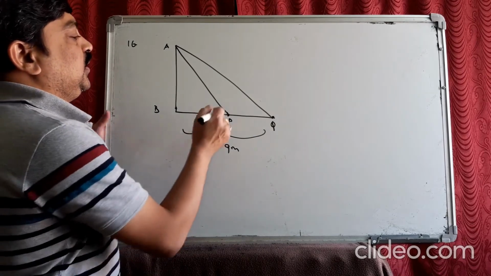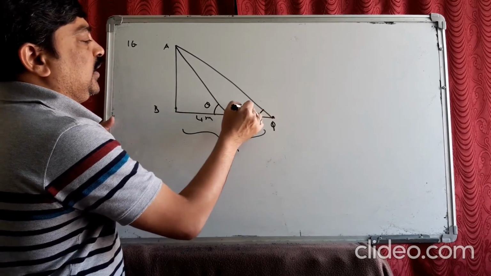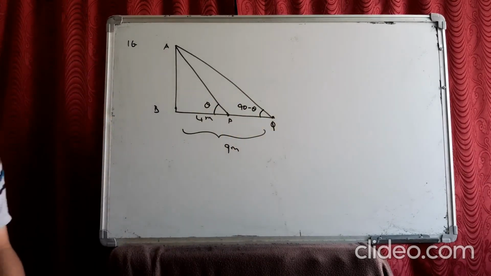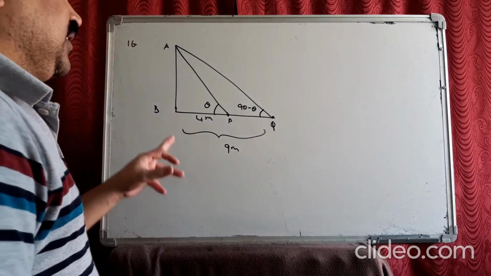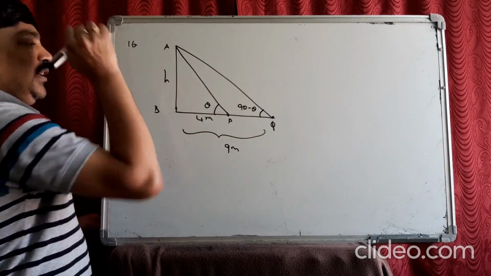Complementary means if this angle is theta, this will be 90 minus theta. You are told that these two angles of elevation are complementary, meaning the sum is 90. So you have to find the height h.